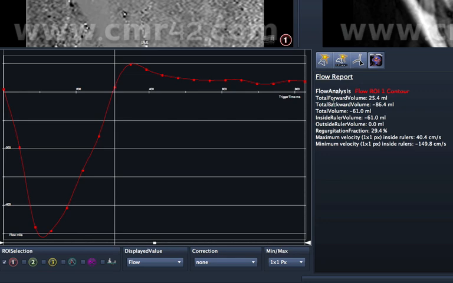The readout already gives us a forward and a backward volume. The software of course does not know in which direction we are heading, so you have to look at the curve. In this case we have a negative coding for the outward flow, so the backward volume here would be our forward volume of 86.4 mils and a backward volume of 25.